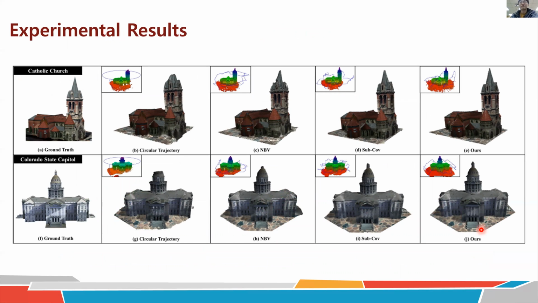Here are the results from the simulation experiments. The 3D modeling of highly textured surfaces, which is the Catholic Church, and relatively less textured surfaces, known as the Colorado State Capitol, is performed.